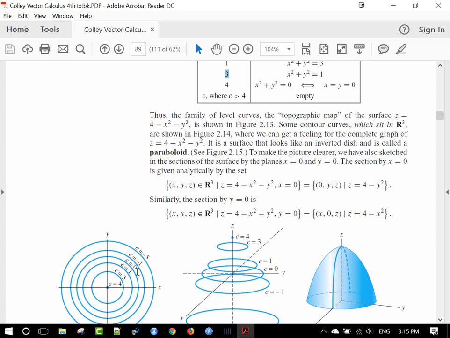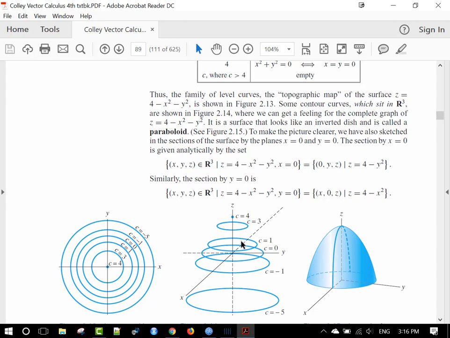All the points here, actually there's only one point, get mapped to a height of 4. All the points on this circle get mapped to a height of 3. All the points on this circle get mapped to a height of 1. All the points on this circle get mapped to a height of 0. And all the points on this circle get mapped to a height of -5. So we can get this picture, and from that we can figure out what it looks like.